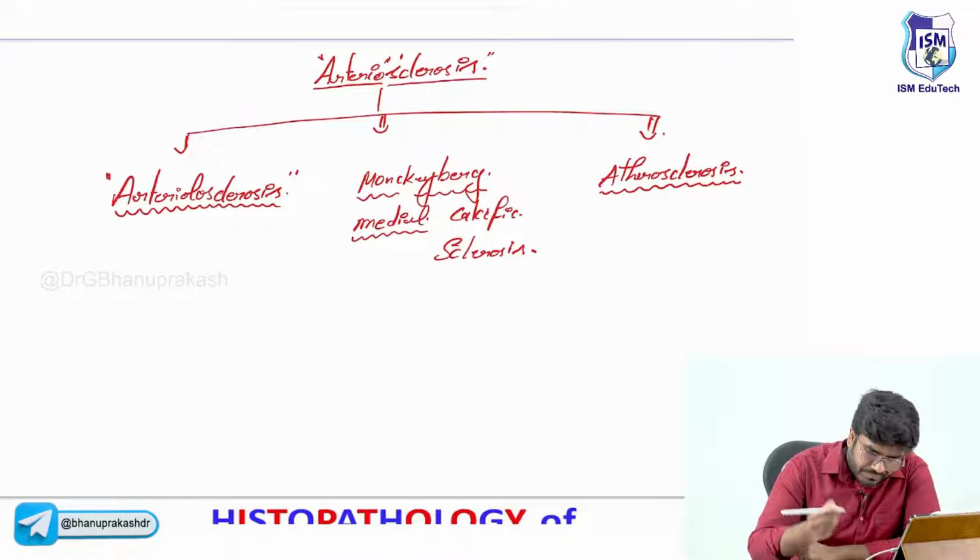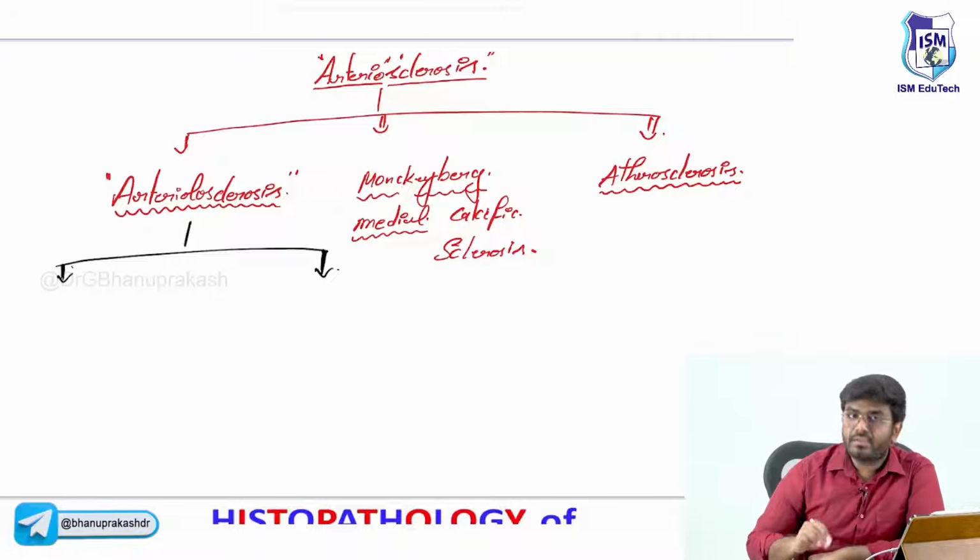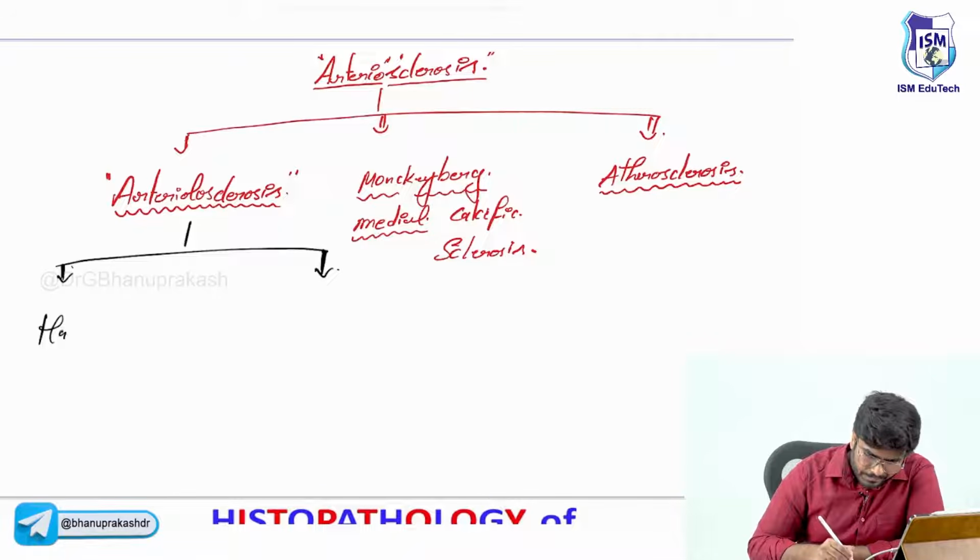Now, first let's begin with arteriolosclerosis. How many types of arteriolosclerosis are there? There are actually two types, very important for your exam: hyaline arteriosclerosis and hyperplastic.